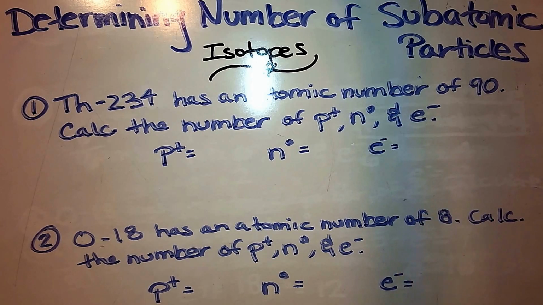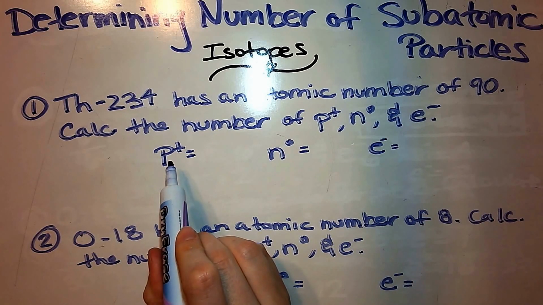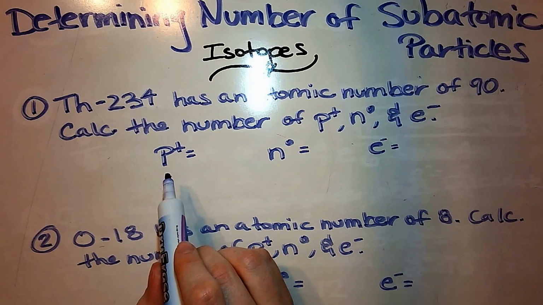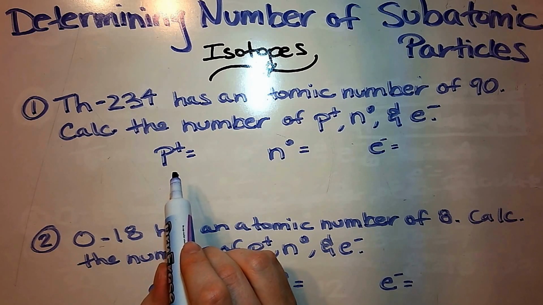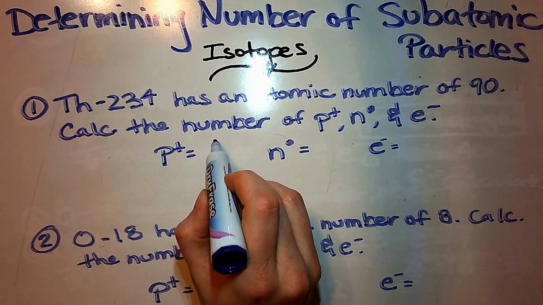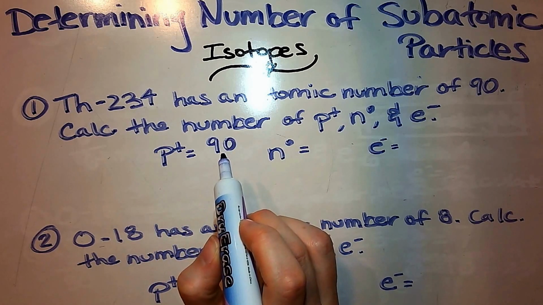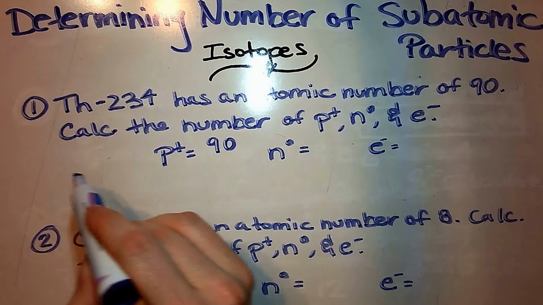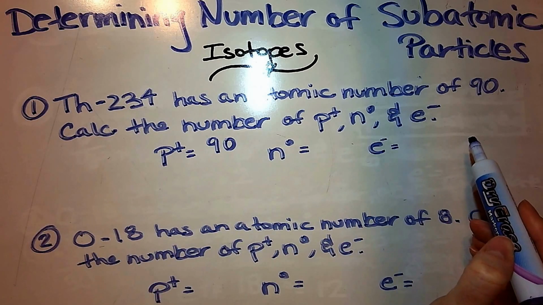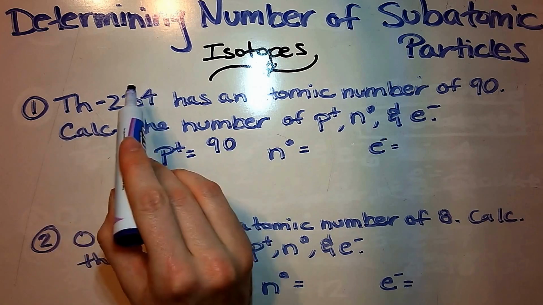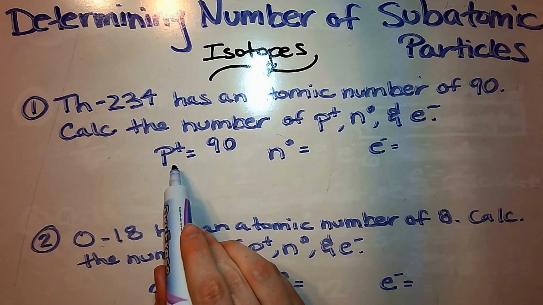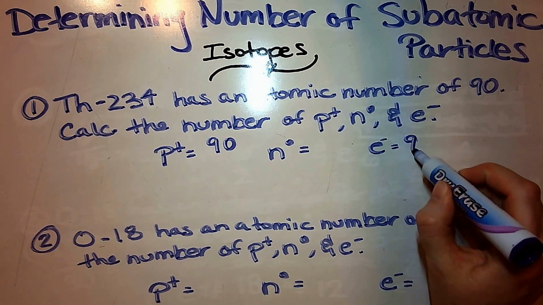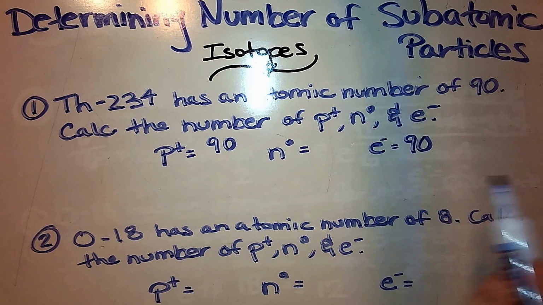Now remember that the atomic number and the number of protons mean the same thing. So those will always be the same. So if my atomic number is 90, so is my proton count. Also, if it's not stated as having a charge, we're going to assume that this is neutral, meaning that the number of protons and electrons will be the same. So now we have our number of electrons.